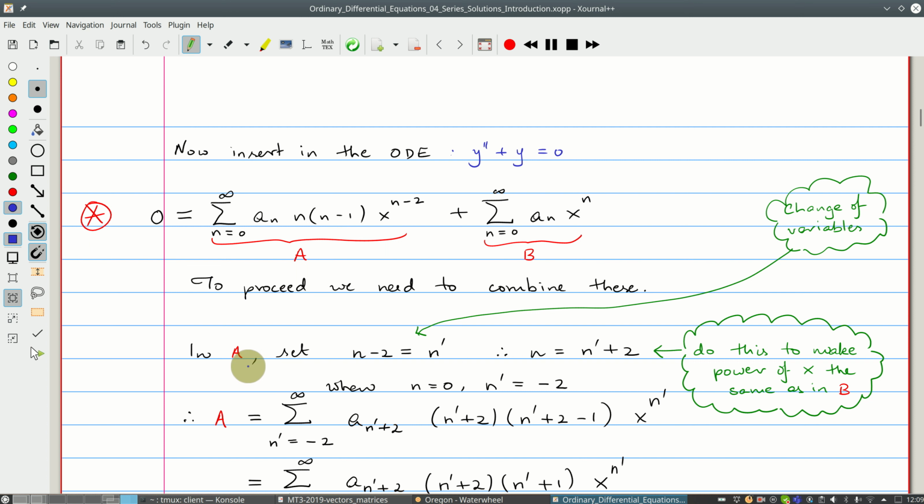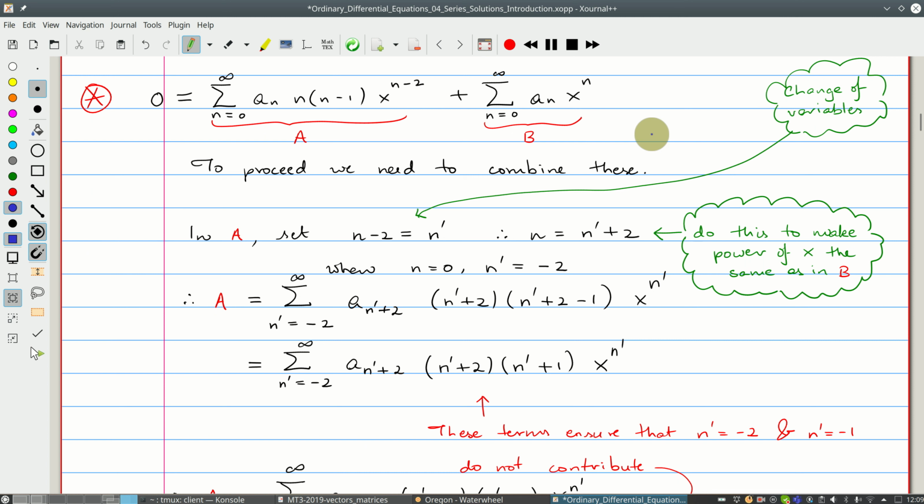Now here's what we're going to do. I'm first going to make a change of variables in the first term. I've got an x to the n minus 2 here. If we call n minus 2 to be n prime, that is n is equal to n prime plus 2, this is exactly what we do when we're doing a change of variables in integration, only here it's a discrete sum. Now what this means then is when n is equal to 0, n prime is minus 2. When n is infinity, n prime is also infinity.